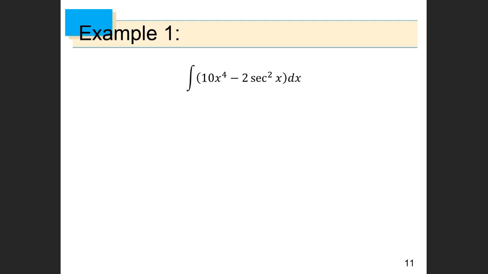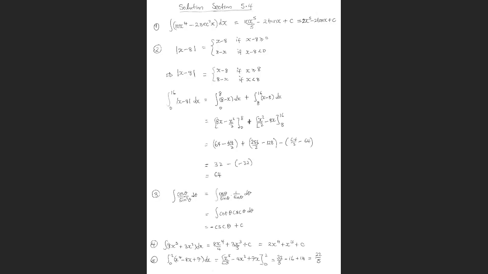Let me see if I can show you what it looks like in the memo. All right, hopefully you guys can see the memo. You can see there you just have 10x to the power 5 over 5 minus 2 times 10x plus c. You can simplify your result because you know 10 divided by 5 is 2. So 2x to the power 5 minus 2 times 10x.